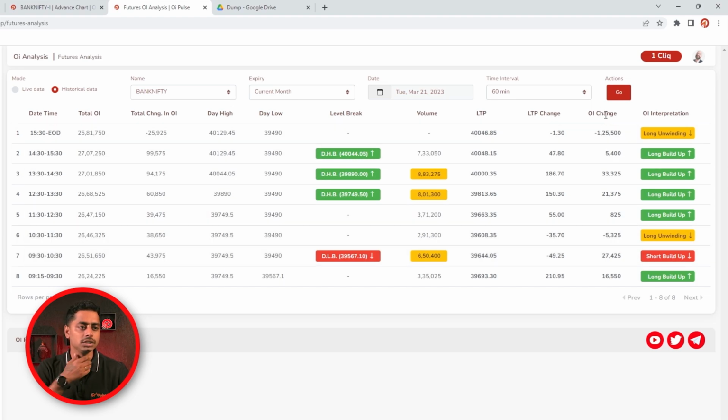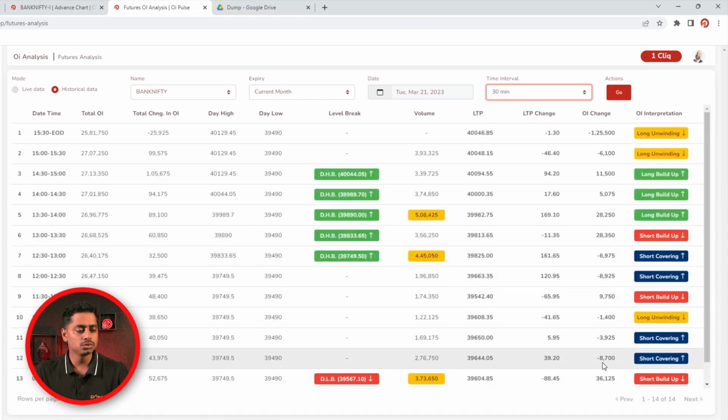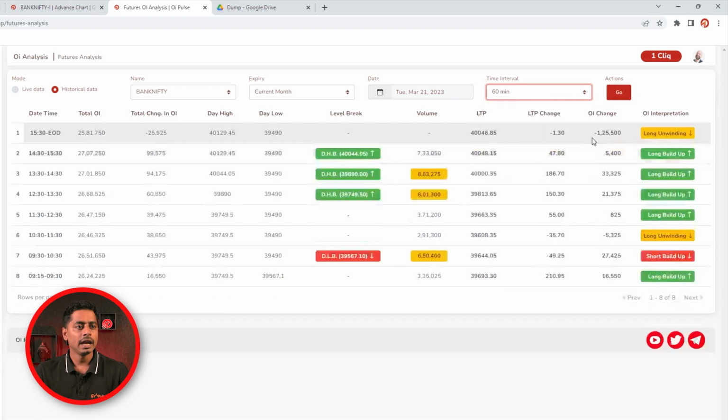And VOI change. The VOI change we have here is the change that has happened from the previous interval to the current interval. It is not the total VOI change. It is an interval-wise VOI change. So if you select 30 minutes, for each 30 minutes, whatever VOI has changed will be here. And interpretation. Here in interpretation, you will have all the open interest interpretations like long build-up, short build-up, long unwinding or short unwinding.